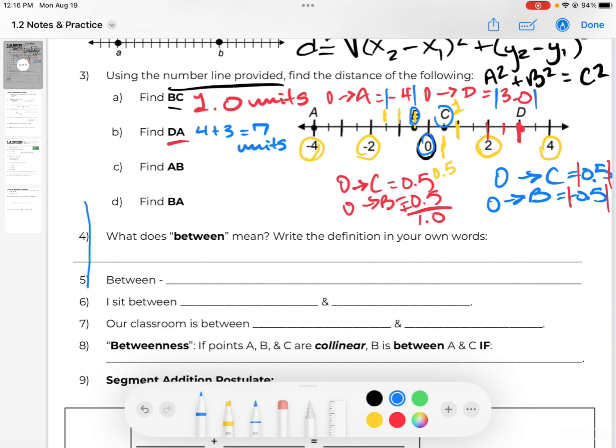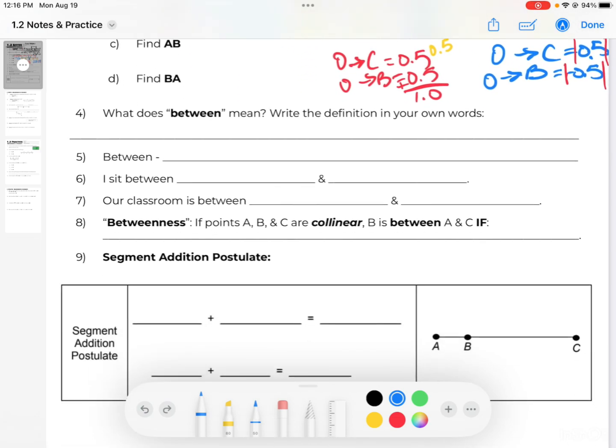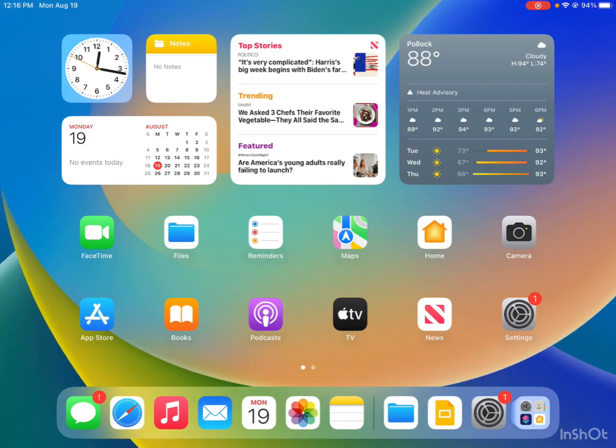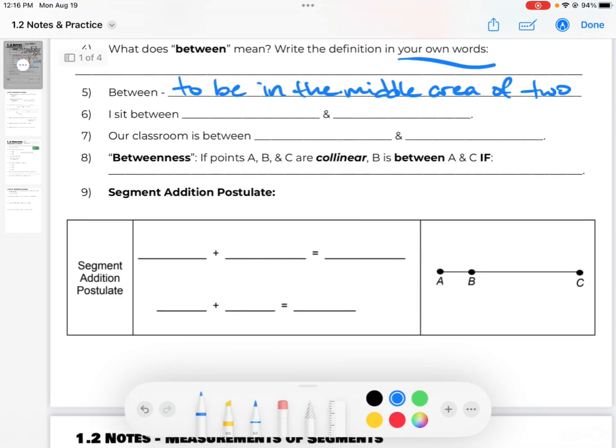I'm going to jump ahead here. If I swipe, it keeps writing, so I'm going to try to stop doing that. All right, what does between mean? It says write the definition in your own words, so I'm going to let you do that. Between, for our definitions, means to be in the middle area of points.